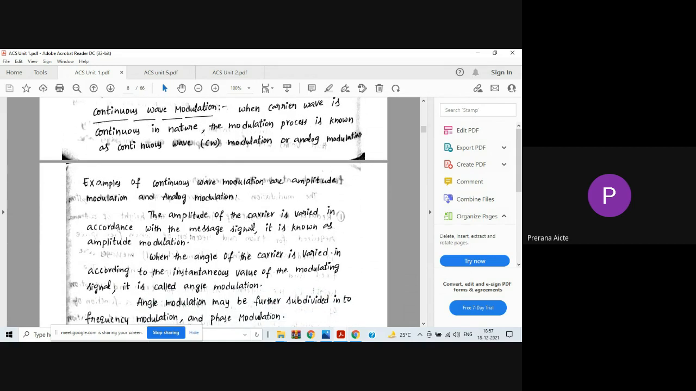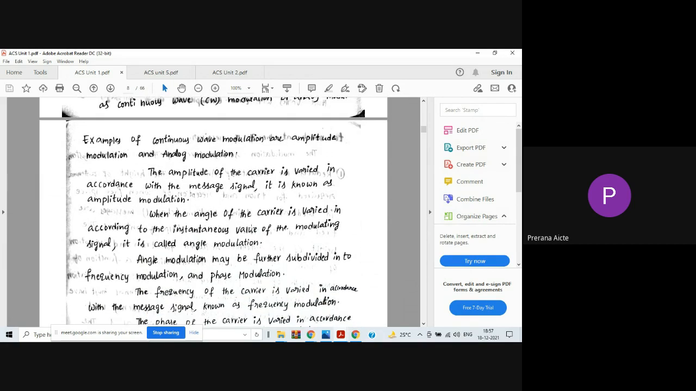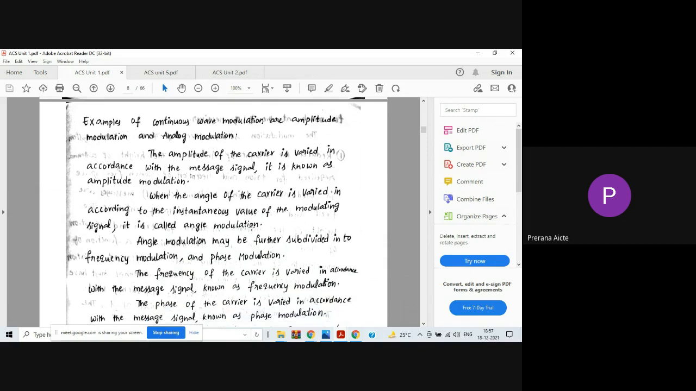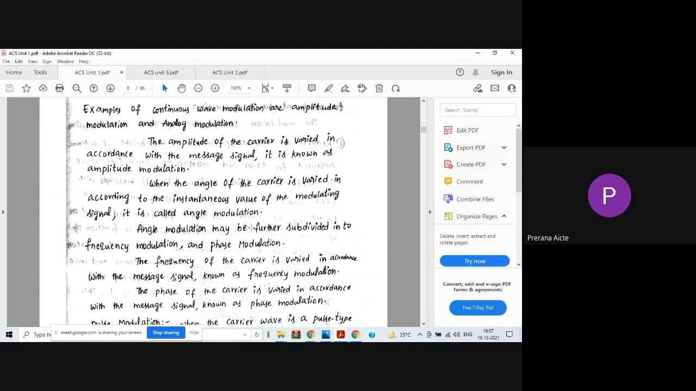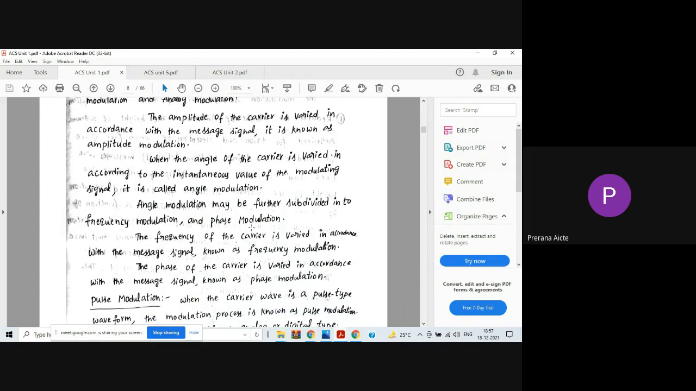What are the examples of continuous wave modulation? Examples are amplitude modulation as well as angle modulation. What do you mean by amplitude modulation? When the amplitude of the carrier signal is varied in accordance with the message signal, we call that amplitude modulation. And what is meant by angle modulation? Whenever the angle of the carrier signal is varied in accordance with the instantaneous value of the modulating signal, we call that angle modulation.